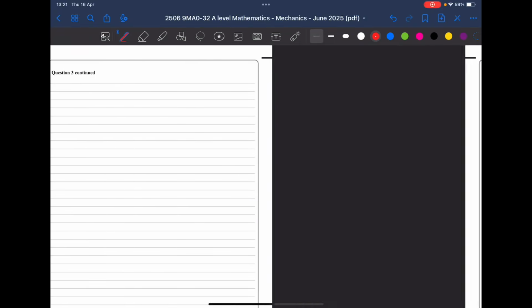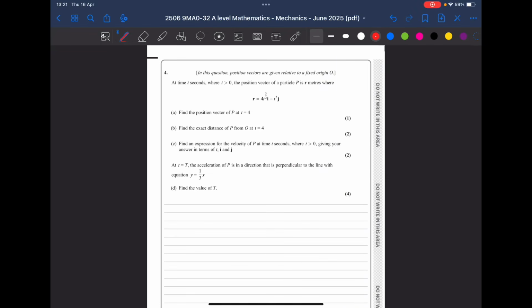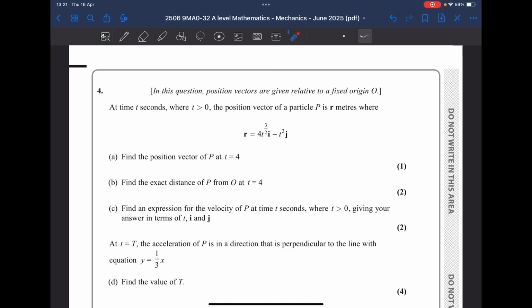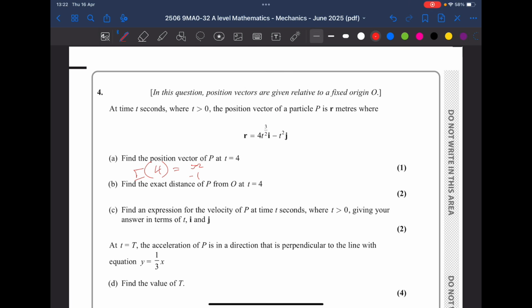So let's keep going. Number 4. What have we got here? So some variable acceleration thing. We've got a position in terms of t, and again i's and j's with vectors. So find the position vector when t is 4. So let's just take 4, plug it in. So if we do that, what are we going to get? On here, if we square root 4, we get 2. Cube it, we get 8. Times that by 4, we get a 32. And 4 squared is 16. So that's minus 16 down the bottom.